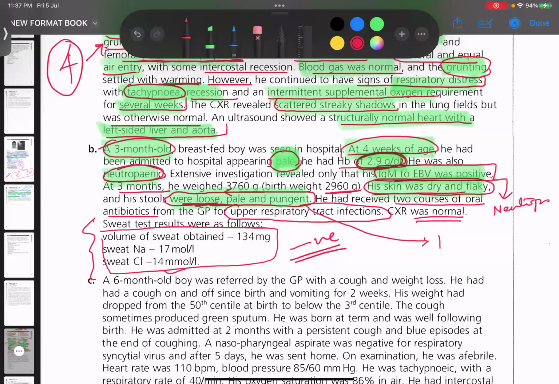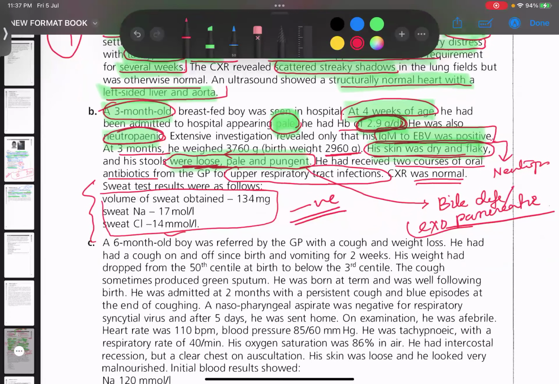What does this indicate? Bile deficiency. Cholestasis. There is cholestasis. Or I can say pancreatic insufficiency. Exocrine pancreatic insufficiency, absolutely, because if I say endocrine, that would mean insulin. I'm saying exocrine pancreatic insufficiency because again, it is associated with fat digestion and absorption.